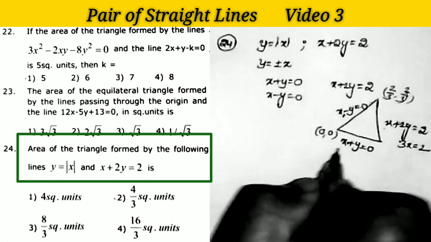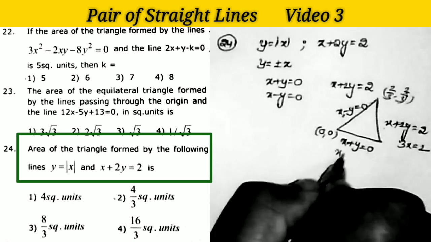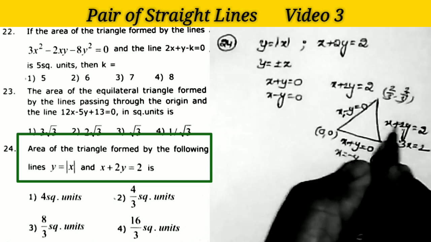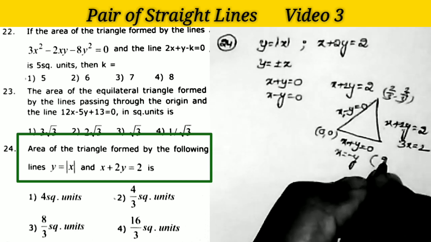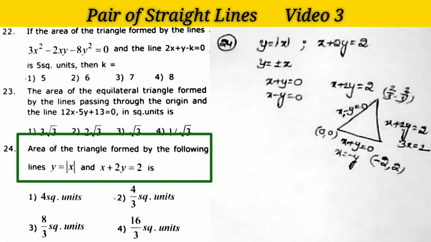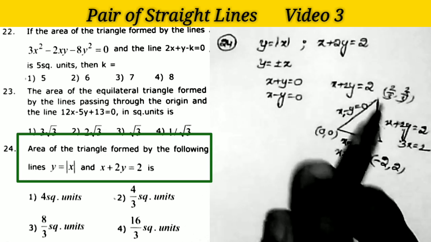And what is the third point? Here x is equal to minus y. X is equal to minus y means minus y plus 2y. Minus y plus 2y, y is equal to 2. Y is equal to 2 means x is equal to minus 2. And the third point is minus 2, 2. So these are the vertices of the triangle.